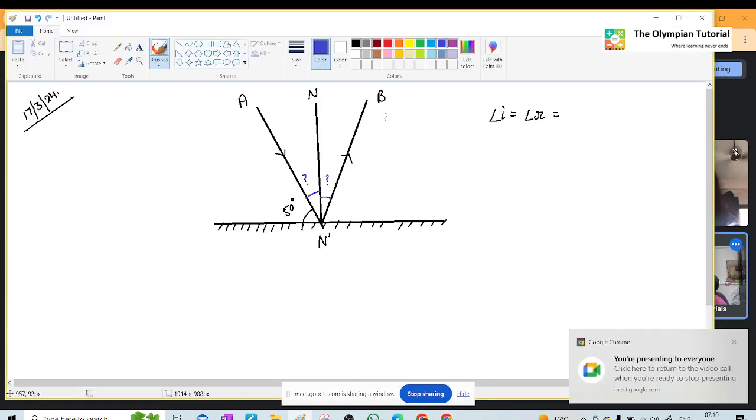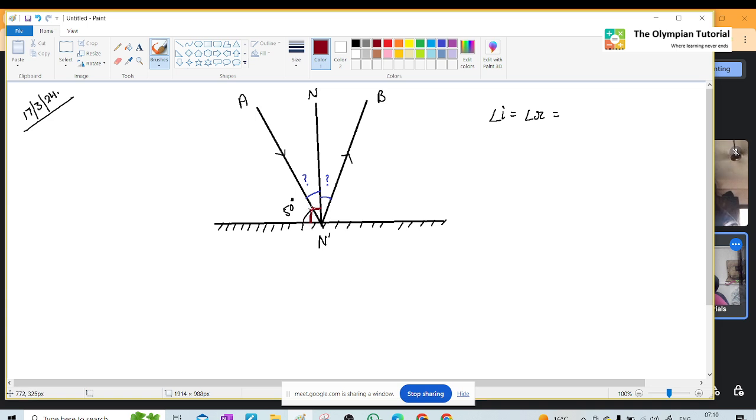Actually, Tanya, this one is 90 degree. This complete angle is 90 degree. So it means this is 50 degree, and this one will be 90 minus 50, which becomes 40 degree. So this will also be 40 degree. Laws of reflection are followed by each and every surface, either it is regular or irregular. Okay.